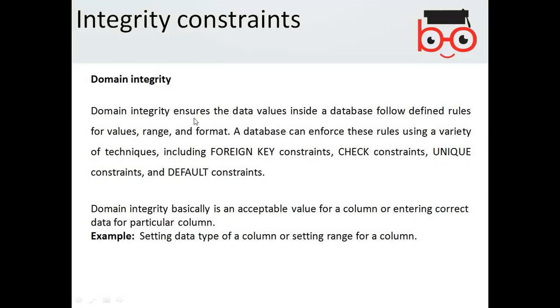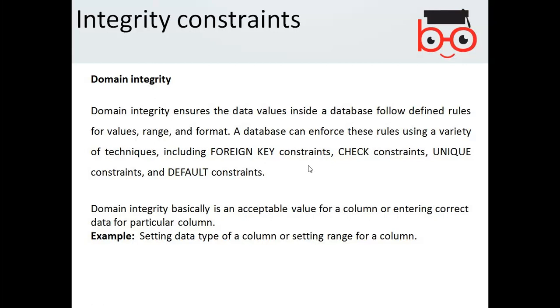Domain integrity. Domain integrity ensures the data values inside a database follow defined rules, for example, range and format. A database can enforce these rules using a variety of techniques, including foreign key constraints, check constraints, unique constraints, and default constraints. So, domain integrity.